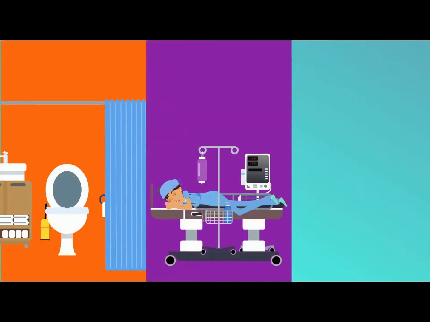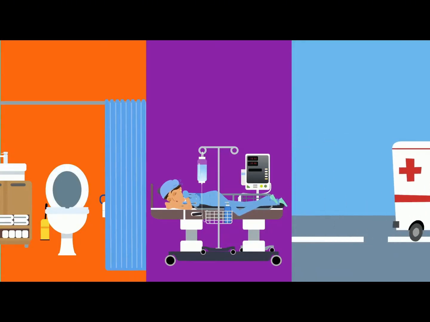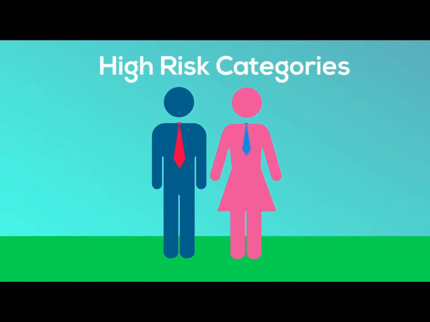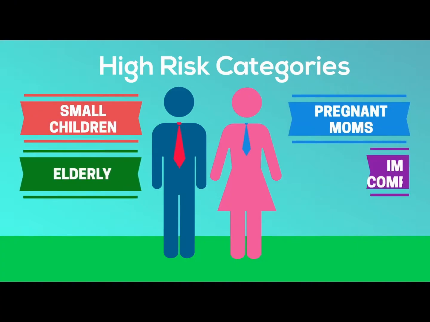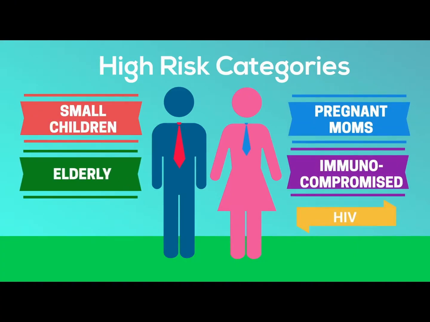Food poisoning can lead to gastroenteritis and dehydration, or even potentially more serious health problems such as kidney failure and death. The risk is especially significant for those in the high-risk category, which includes small children or babies, pregnant moms, the elderly, immunocompromised, especially HIV infections, and cancer patients.